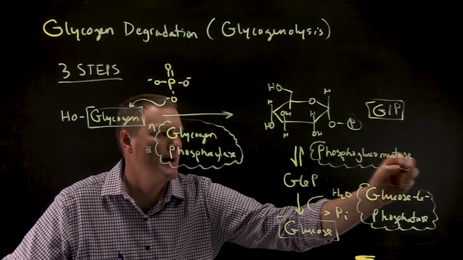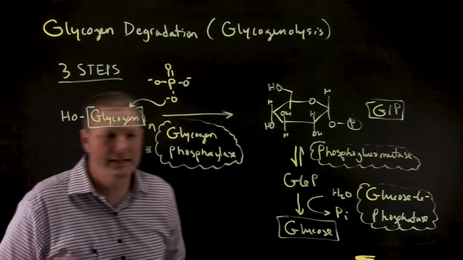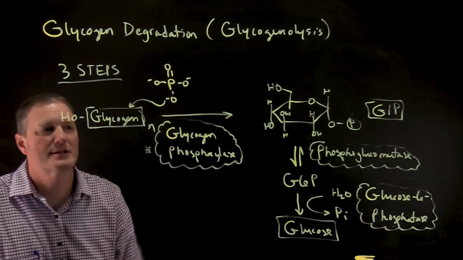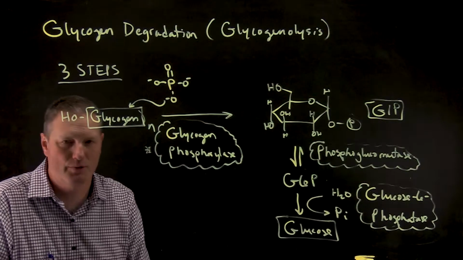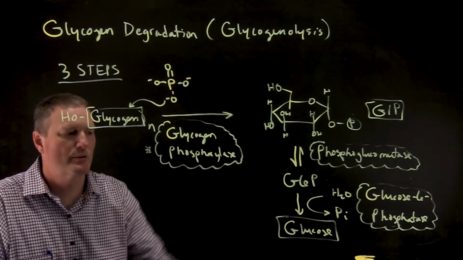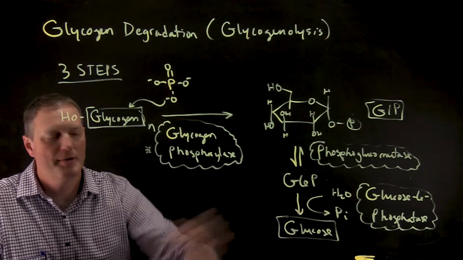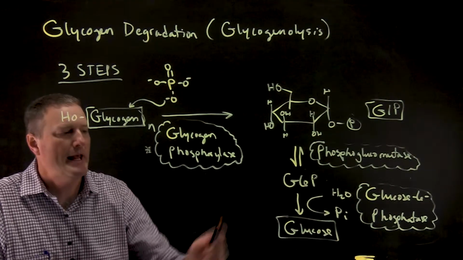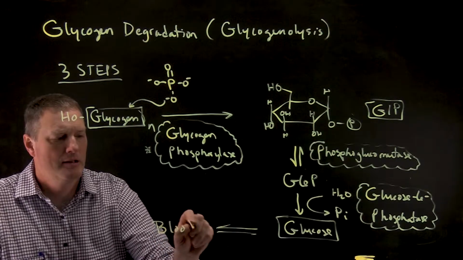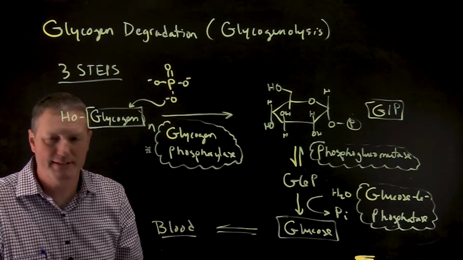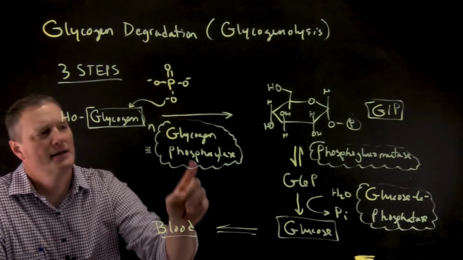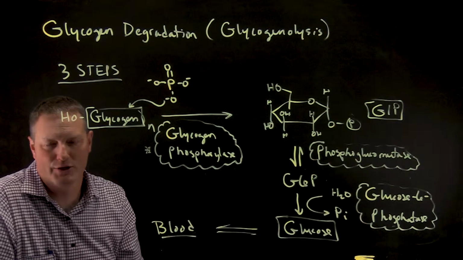So 3 overall steps, but they're not the exact reversal of glycogen biosynthesis. The main difference here is this enzyme, glycogen phosphorylase. So ultimately, through these 3 steps, we release now glucose. Remember that glucose is now neutral, and this could now go out to the blood. So if the cell receives a signal saying that glycogen needs to be broken down and utilized by other organs, glycogen phosphorylase will be switched on.